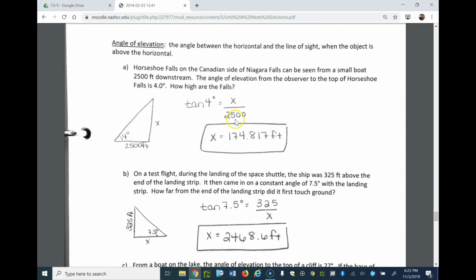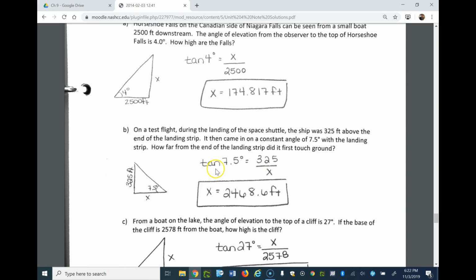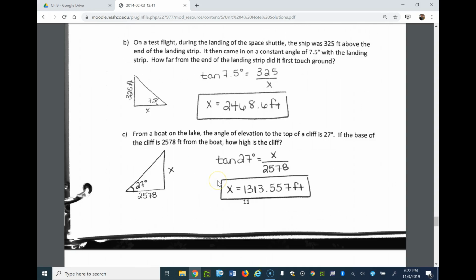So for the previous one, we multiply both sides by the 2,500, since the number is on the denominator. And here is where we divide, putting this whole tangent underneath the number.